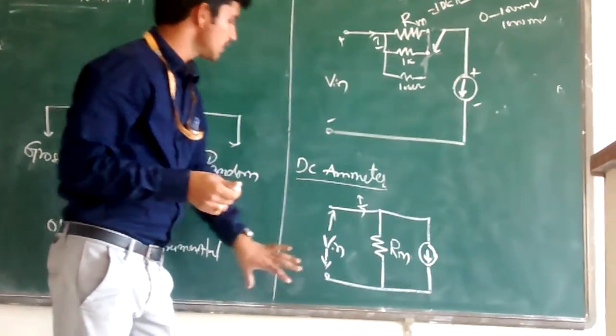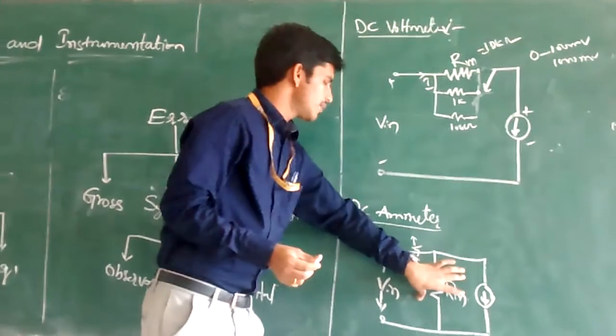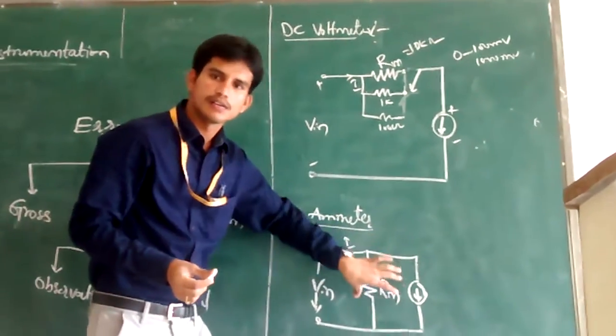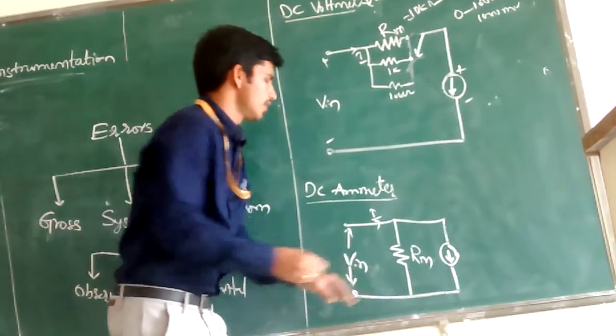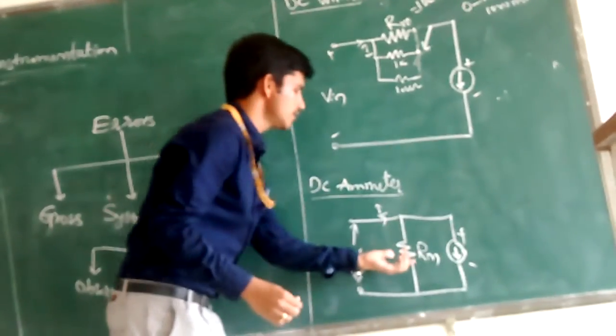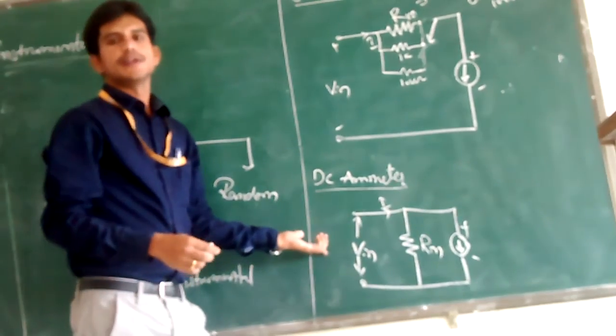Similarly, coming to the DC ammeter, where we measure current values. Here, the resistor has to be connected in parallel with respect to the meter indicator or galvanometer, where the resistor is shunted across the meter, which shows the basic DC ammeter connection.